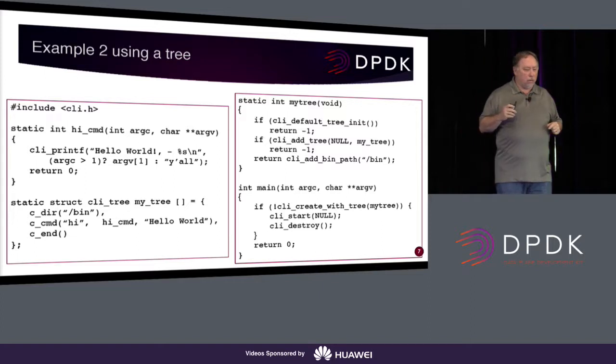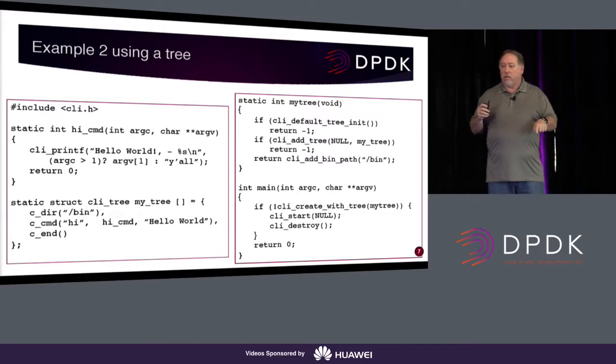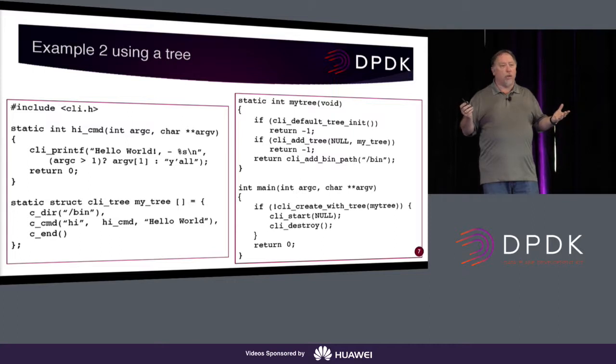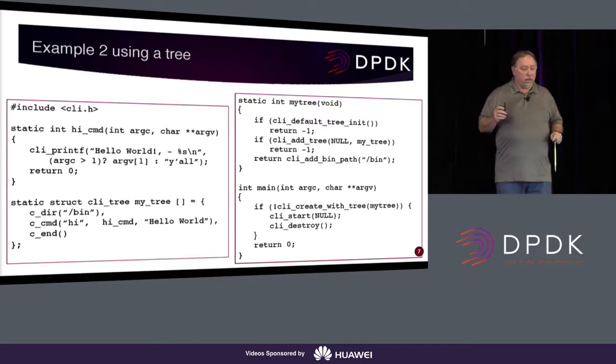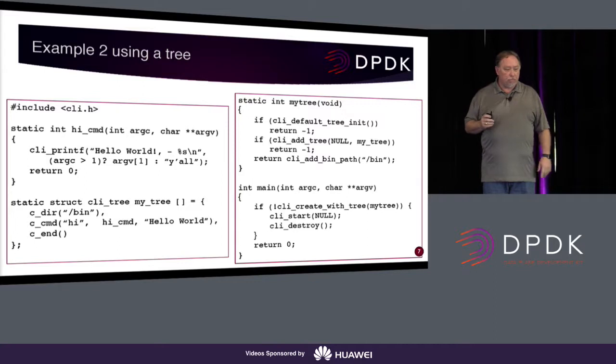If you look a little bit further down, you'll see this little structure here and these little commands, c_dir, c_command, c_end. Those are macros for that structure, just to make it a little simpler. So when you do a dir, it says, I'll create a directory for you in this spot called bin. Oh, by the way, now that you're in bin, I'll add a command called hi or hello. And there is the function to call and this little help string for it.